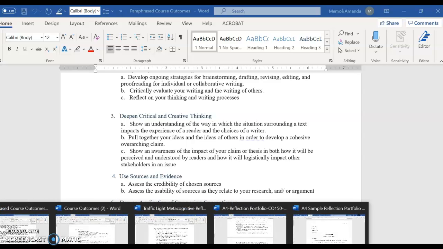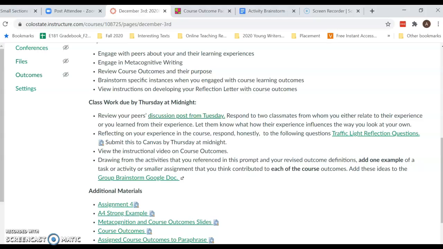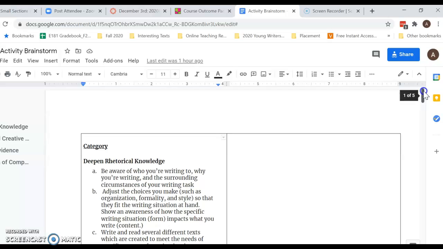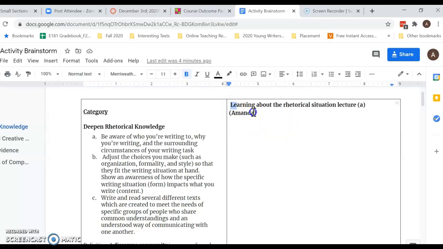So now that we've identified these different course outcomes, we've done some reflecting on our Google Doc, on our engagement with different activities throughout the semester. What I want you to do is to identify one task that you completed or engaged with, which pushed you to engage with this category. Okay, so it should be something that relates to one of these three things.